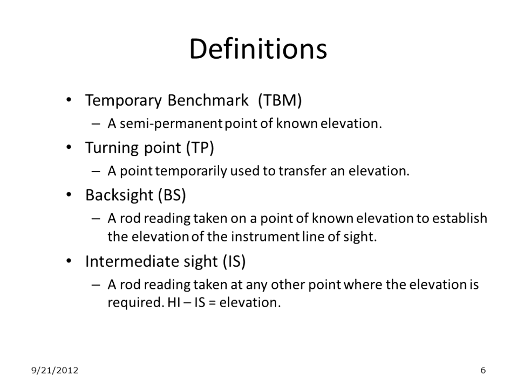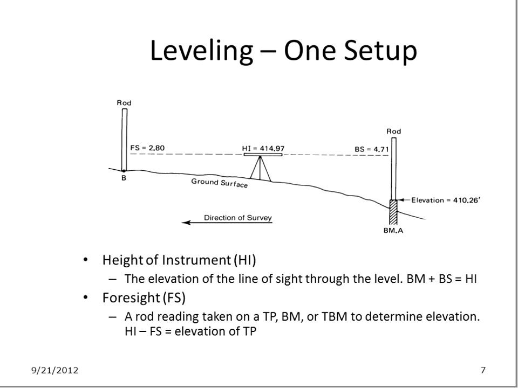Other definitions: a temporary benchmark. It serves the same purpose as a benchmark, but it's not a permanent mark, and it may not have been established with the same level of accuracy as you would need to establish a permanent benchmark. A turning point is a point that we use to temporarily transfer an elevation. You're going to see in a moment that in order to take elevation measurements, you need to have a line of sight, and if you don't have the line of sight you need to create a temporary point, or a turning point, in order to get to your next mark, and you just carry the elevation with you.